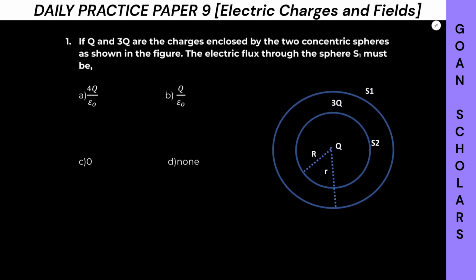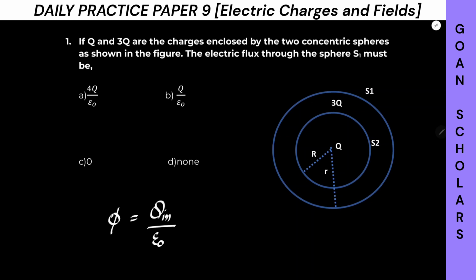Let's start with paper 9, question number 1. Question number 1 says, if Q and 3Q are the charges enclosed by two concentric spheres as shown in the figure, the electric flux through the sphere S1 must be. Now we know from Gauss's law, flux phi will be equal to total charge Q in, Q in means the total charge enclosed by the whole Gaussian surface, upon epsilon naught, right?